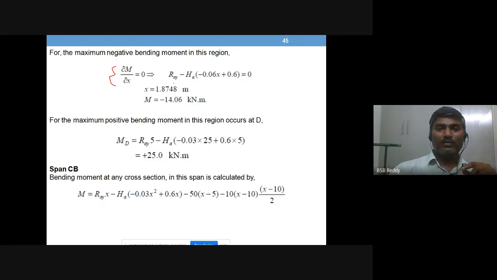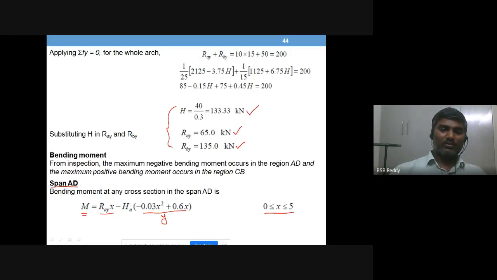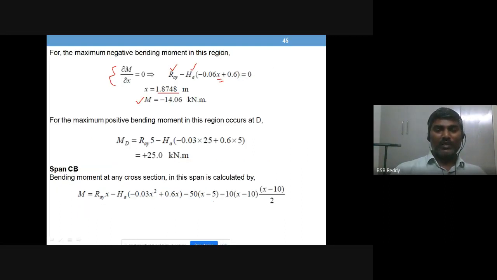Okay, so by substituting the HA value and RA value, you get the x value, that is 1.8748 meters. At this point you have either a maximum or minimum value. How do you get the M value? By substituting this x value into the moment equation that we wrote here. Then you get the maximum or minimum value of bending moment in portion AD, that is minus 14.06 kilonewton meter.